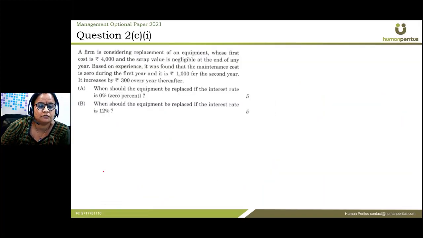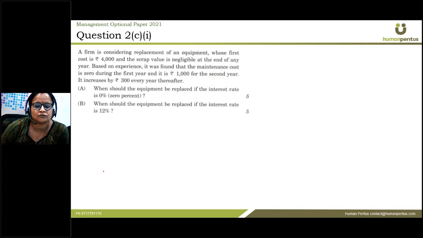Look at this question. A firm is considering replacement of an equipment whose first cost is rupees 4,000. Scrap value is negligible at the end of any year. Based on experience, it was found that the maintenance cost is 0 during the first year and 1,000 for the second year, and it increases by rupees 300 every year thereafter. Based on this information, two types of question have been asked. When should the equipment be replaced if the rate of interest is 0%? And the other question is, when should the equipment be replaced if the interest rate is 12%?